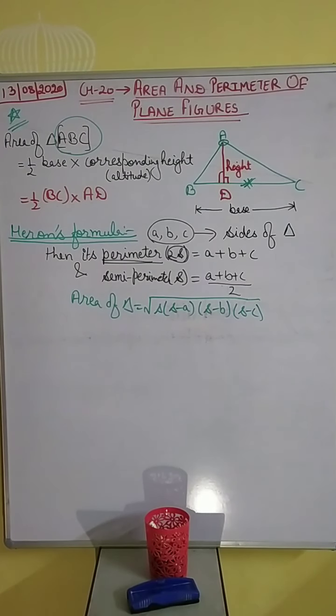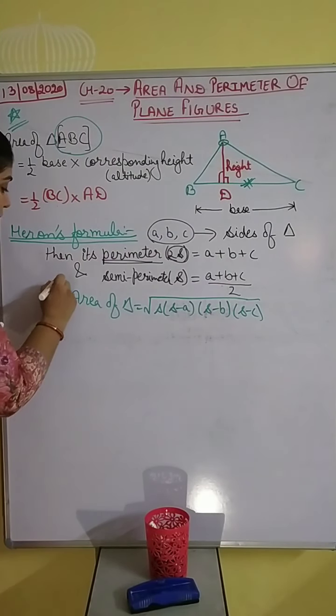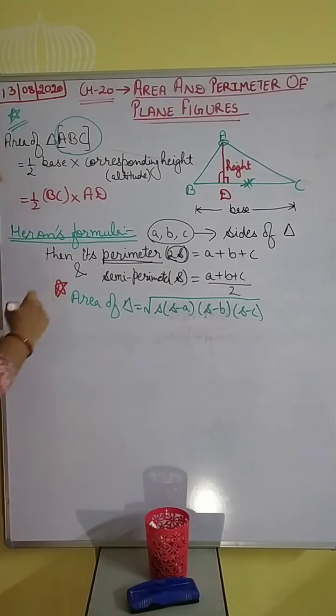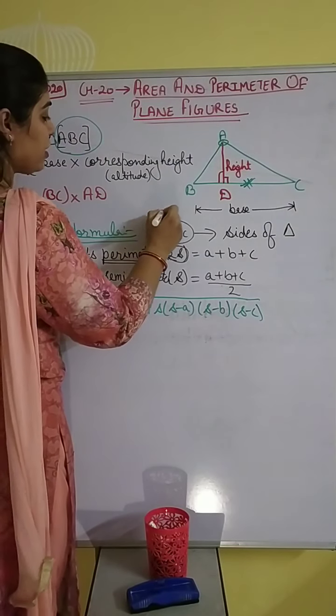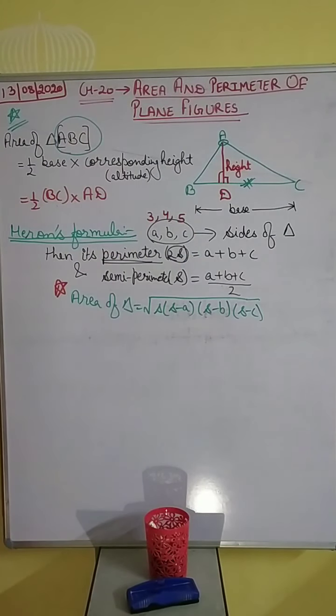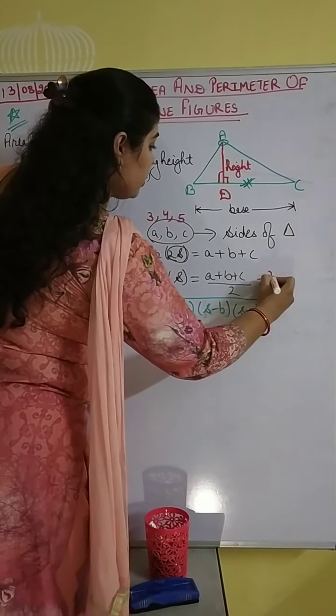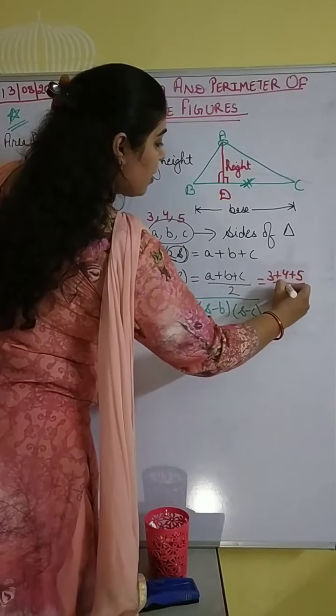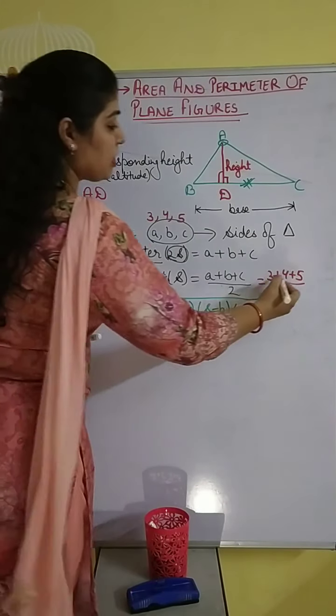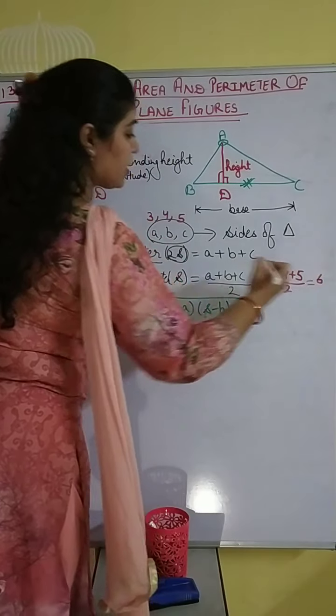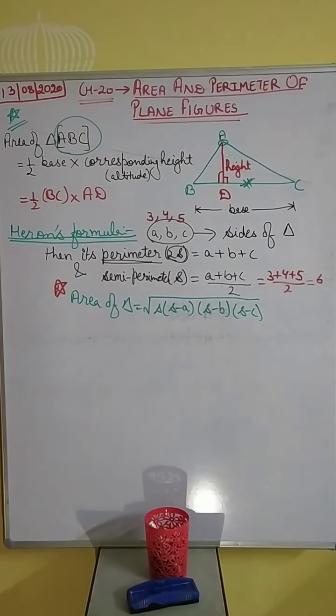Now according to this formula, area of triangle is equal to under the root of s into s minus a into s minus b into s minus c. Let us suppose I am having the values of a, b, c as 3, 4, 5. Let us suppose this is the value of a, b and c. If it is so, then semi-perimeter can be calculated: 3 plus 4 plus 5 divided by 2. 3 plus 4, 7, plus 5, 12, 12 by 2, 6. So semi-perimeter is 6 in this case.